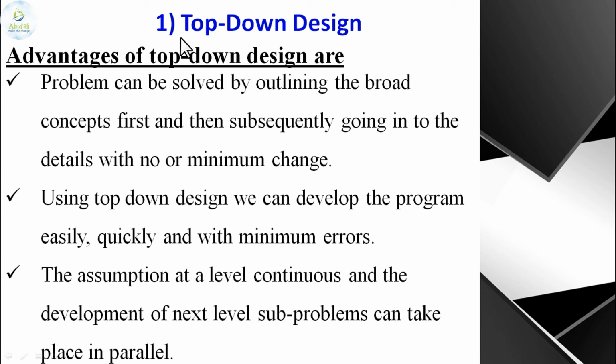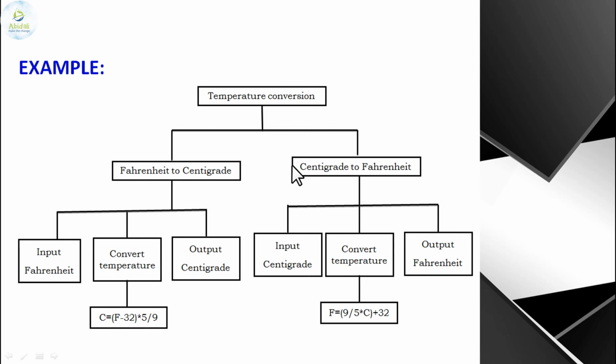What are the advantages of this particular top down design? Advantages are the problem can be solved by outlining the broader concept first. We will outline the broader concept, what should be done. Then frequently going into details with no or minimum changes. Like you can see here, temperature conversion. Then I analyzed there are two types of conversions, this and this. And then I analyzed, I require input, I require formula, then I require output. Then I analyzed that when I am converting, I require a formula for this.